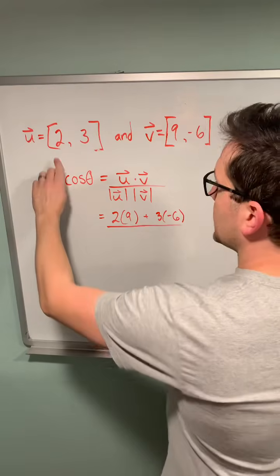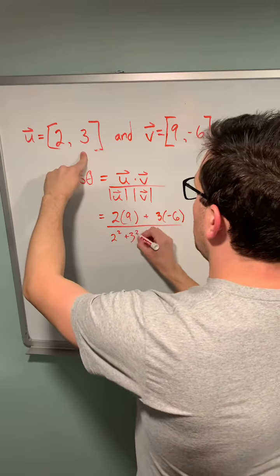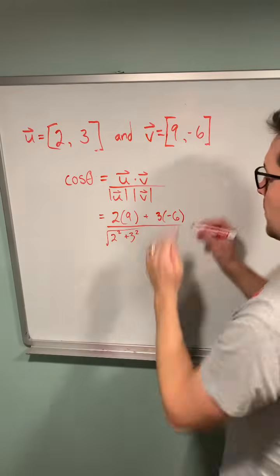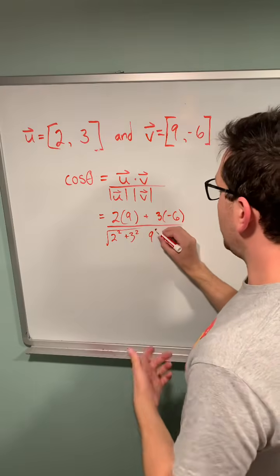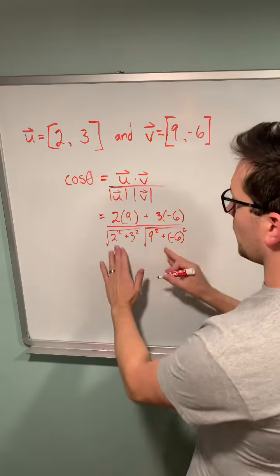To do that, I take the first component and square it, and then I add the square of the second component and take the square root. I'm going to do the same thing for the second vector, which gives me 9 squared plus negative 6 squared. And I'm going to take the square root of that as well and multiply those two together.